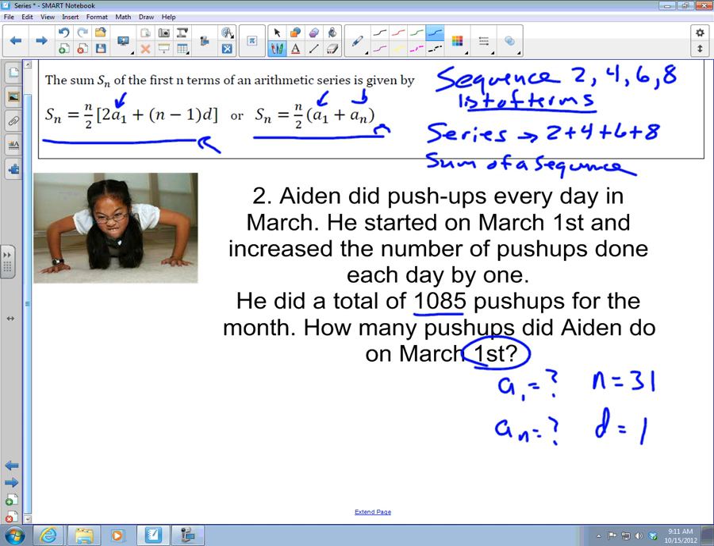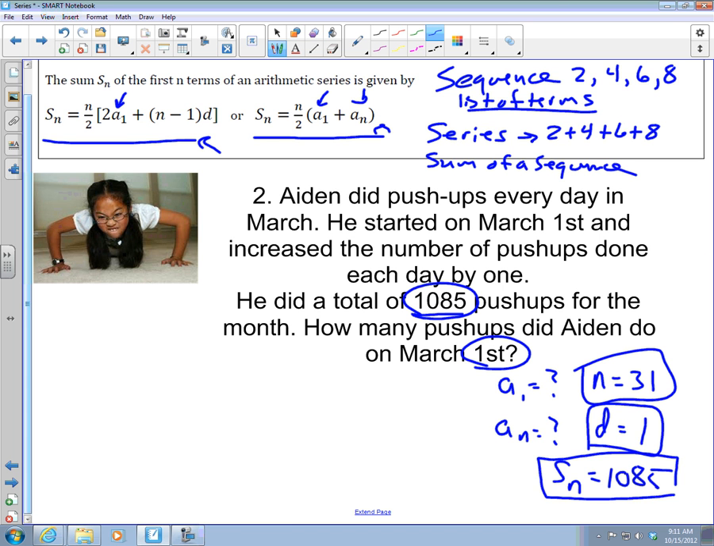Now one thing I haven't put up here is s sub n, the sum of all these numbers. Well, he did a total of 1,085 push-ups, so we can use that. And we can use d and we can use n, and that'll help us find a sub 1.